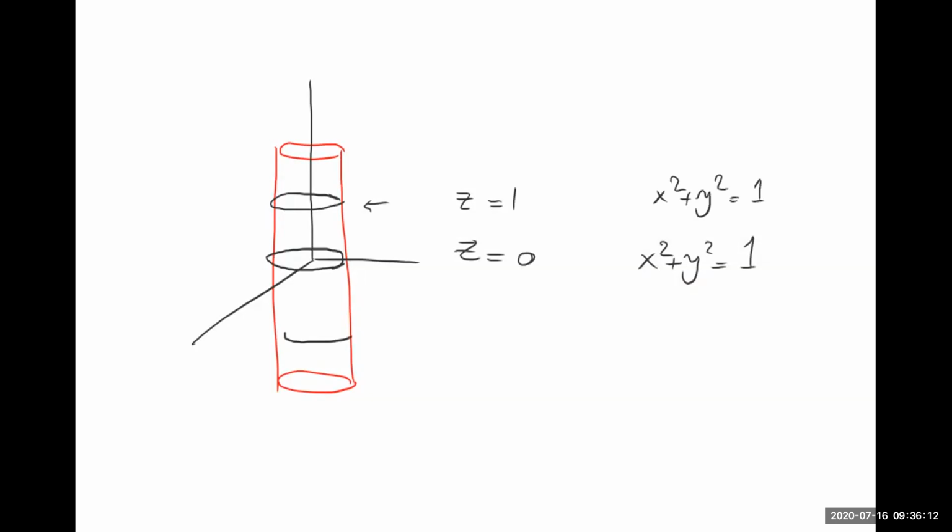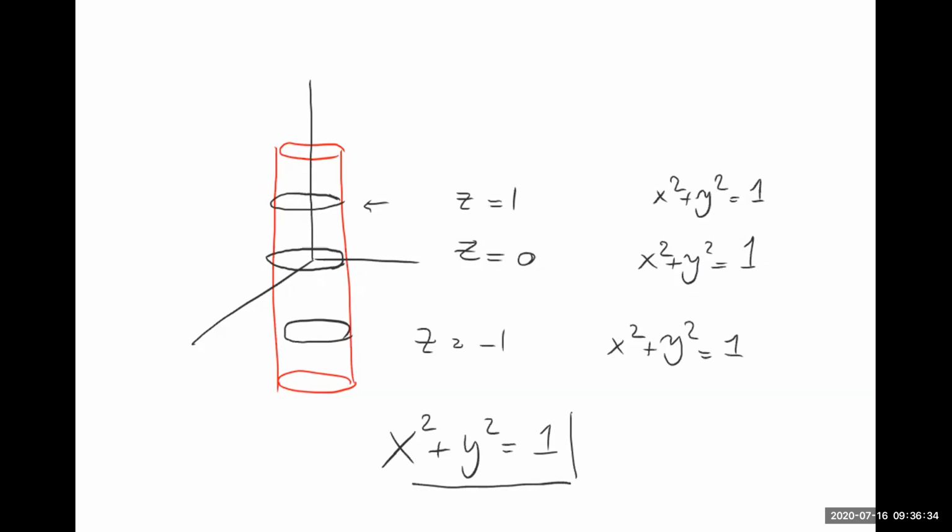What about the case where z is minus 1? Well, we see again the same circle. What does it tell you? It tells you this equation is independent of z. It doesn't have anything to do with z. For any z, the equation is x squared plus y squared equals 1. You see, z has nothing to do here. The equation is always x squared plus y squared equals 1.